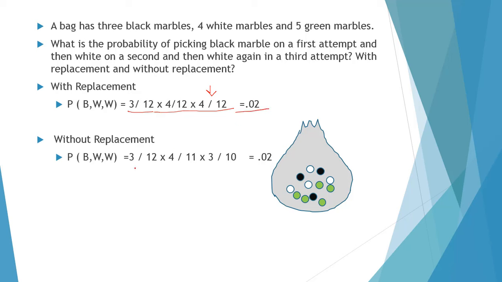In the without replacement scenario, the probability on the second attempt changes because the denominator is reduced to 11, as we are not returning the black marble. And in the third attempt, the numerator is also reduced because we are not going to return our white marble, and there are 3 marbles left.